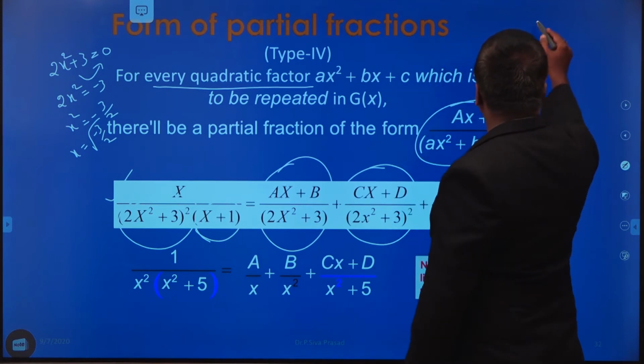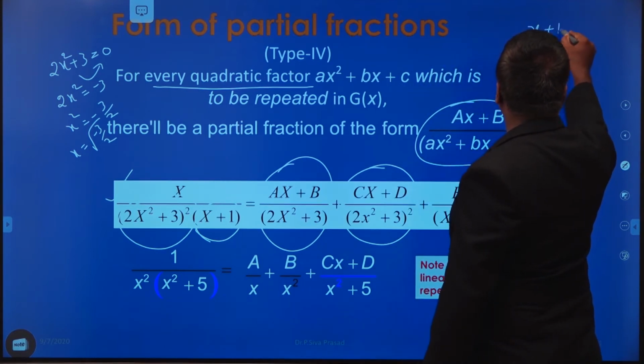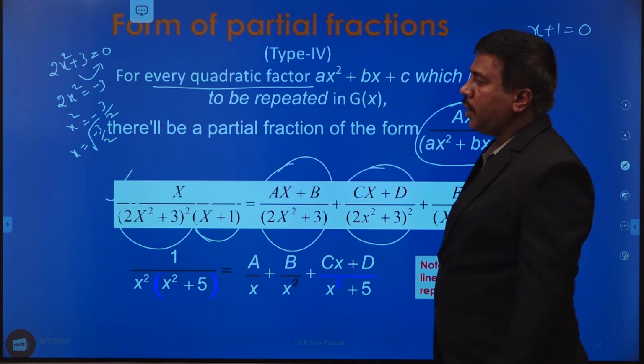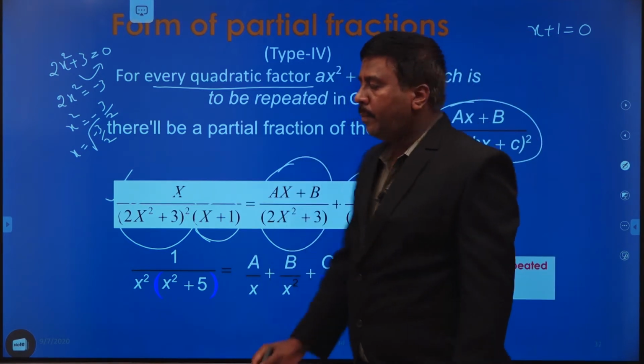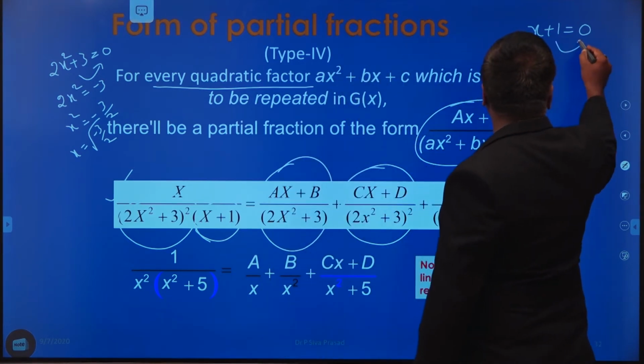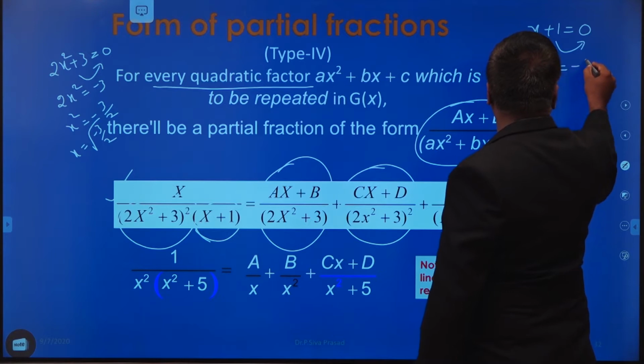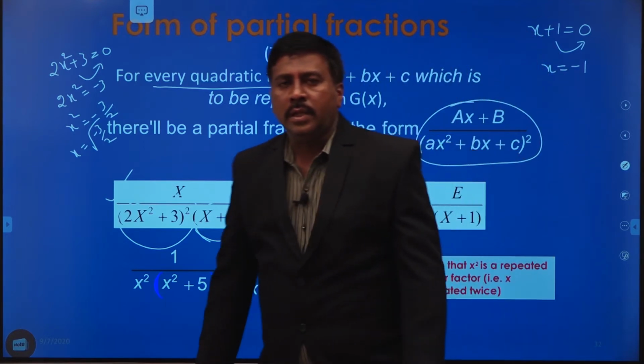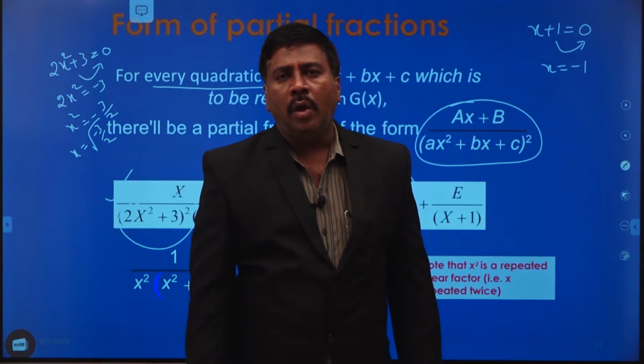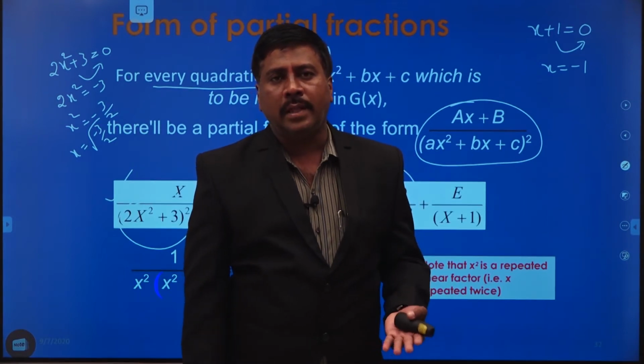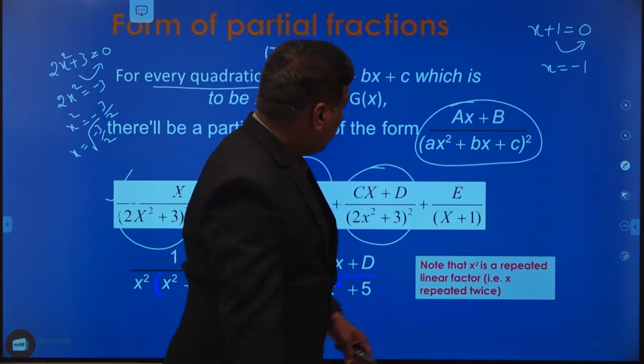How do we say that it is a linear factor? That we already discussed. x plus 1 equal to 0. Now I have to bring this 1 to the right hand side, then x equals minus 1. That means that is a real number. So those types of factors are called linear factors. That we already know.